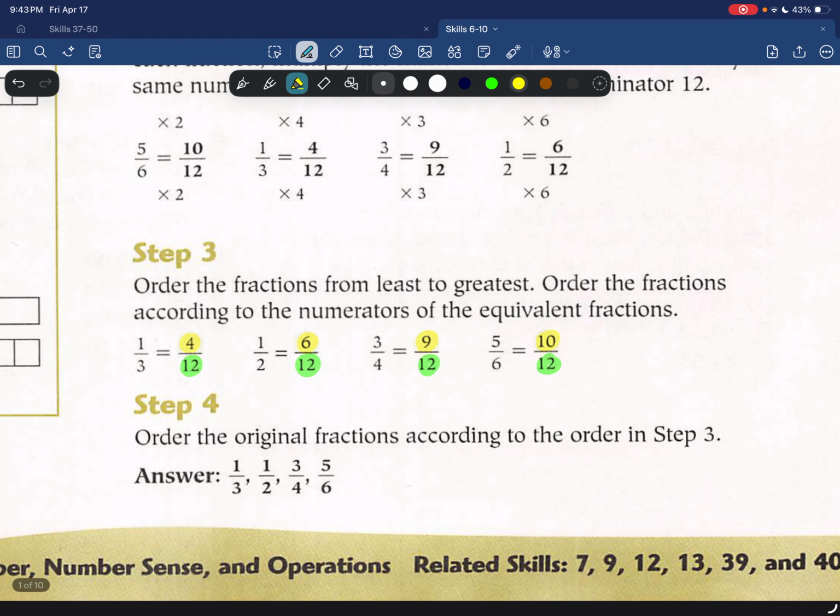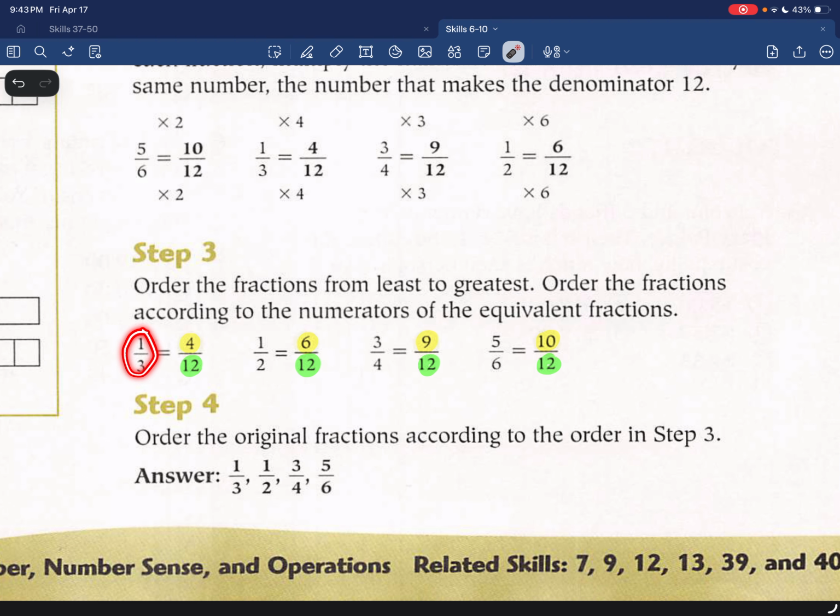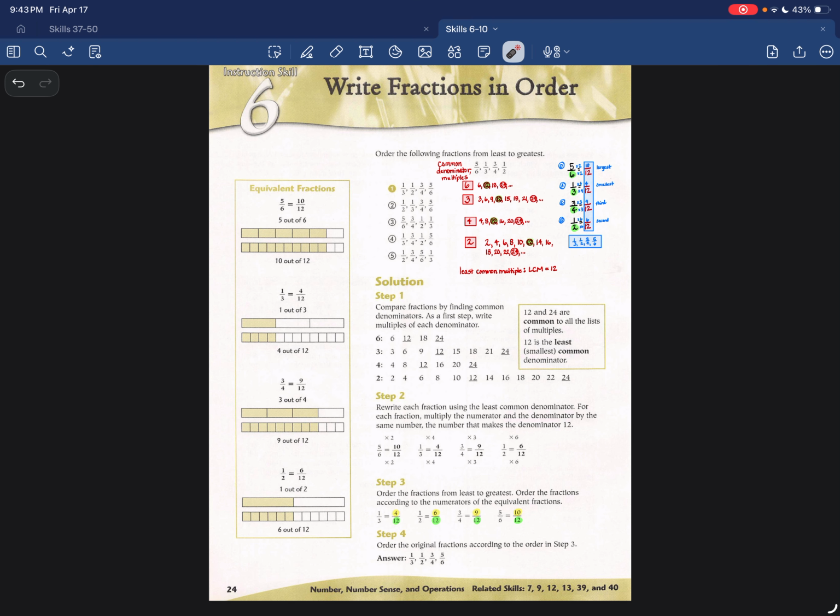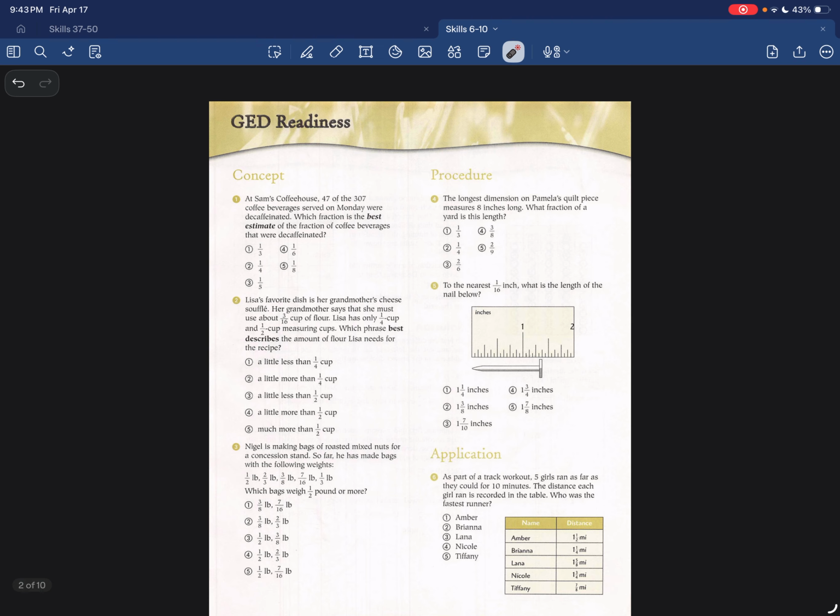Then order the original fractions according to the order in step 3. So we would be pulling these fractions down to answer our question. Again, this is not the easiest skill in this book. Okay, let's look at page 25 and practice this just a little bit. We have concept, procedure, and application.